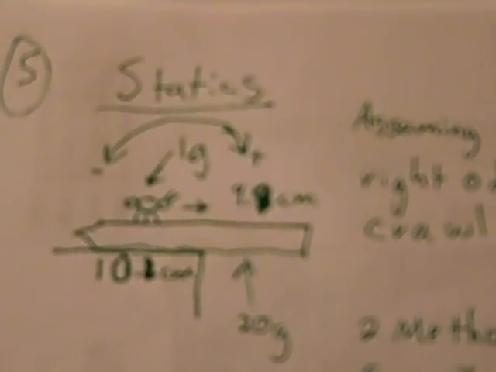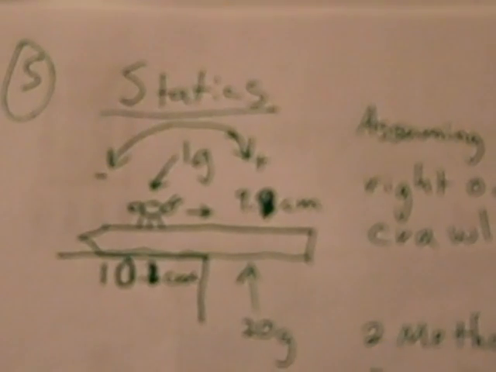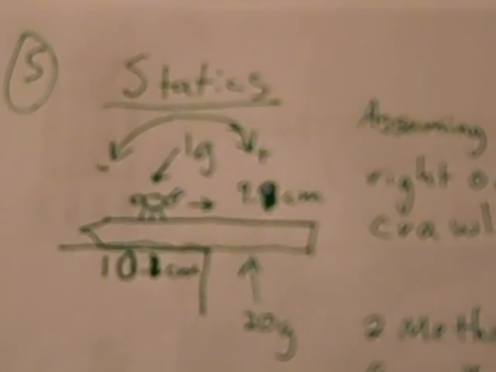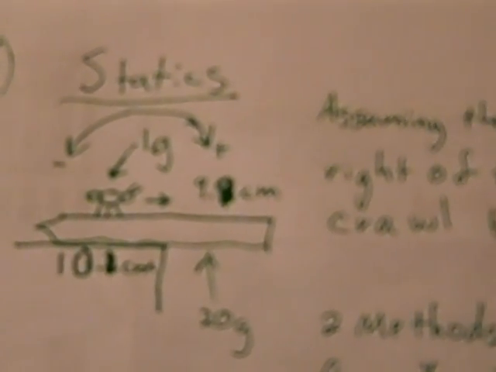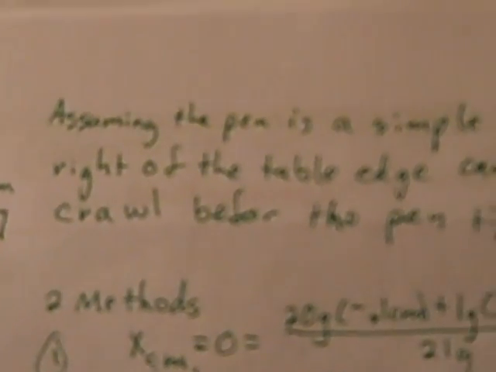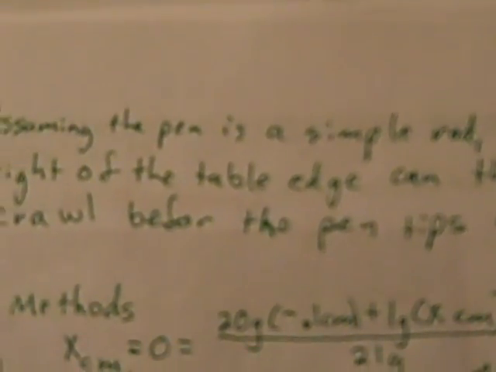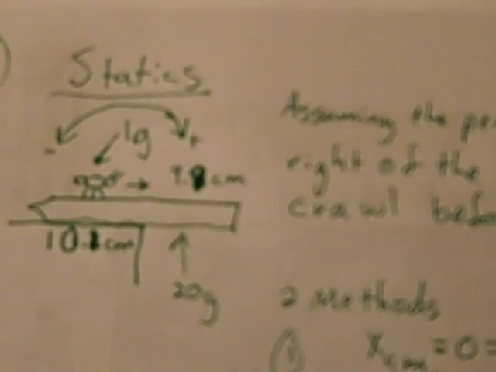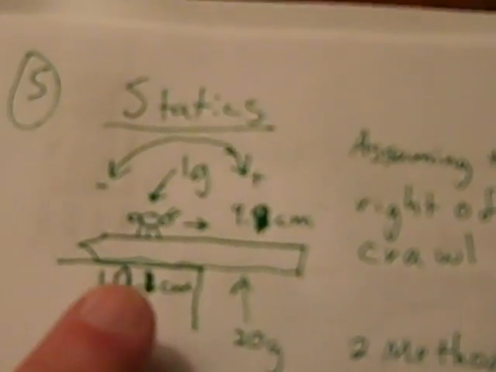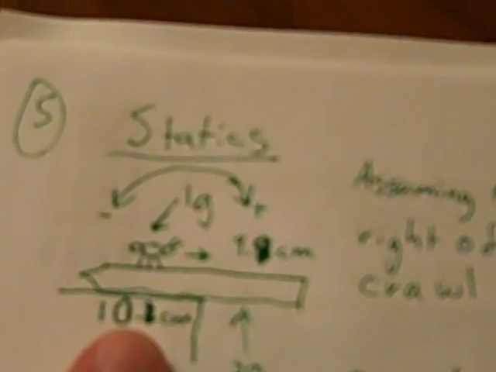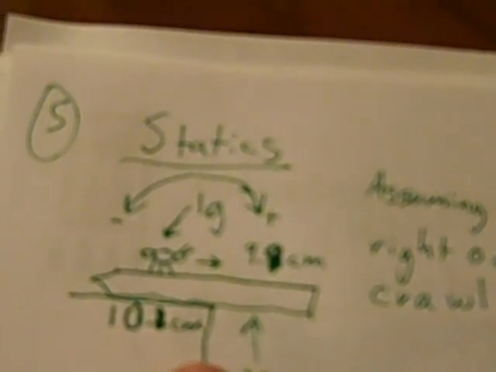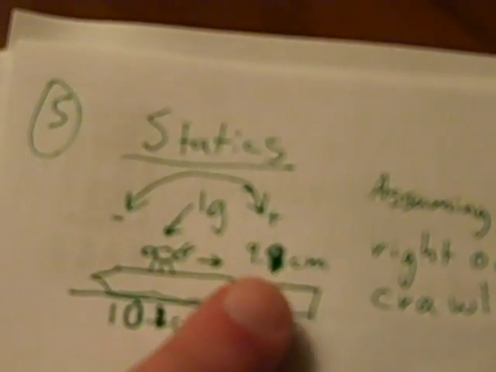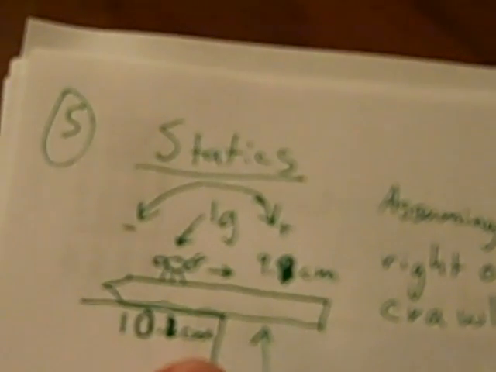Okay, a second statics problem. This one I'm giving to you because there are two different ways to do it, and it looks a lot like the center of mass problems. Right now, assuming the pen is a simple rod in this drawing here, 10.1 centimeters of it is to the left of the edge, and 9.9 centimeters is to the right, meaning the center of mass is displaced by 1 millimeter to the left.